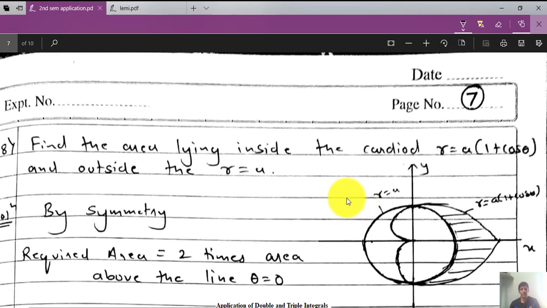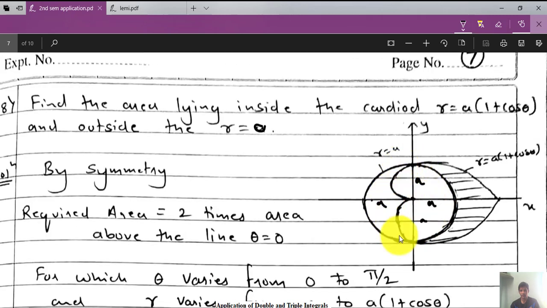Find the area lying inside the cardioid r is equal to a times 1 plus cos theta, and outside r is equal to a. This time it is a circle of radius a. So r is at a distance a here, here, and here. This is a circle at a distance a, right? So r is equal to the square root of x square plus y square, you can say.